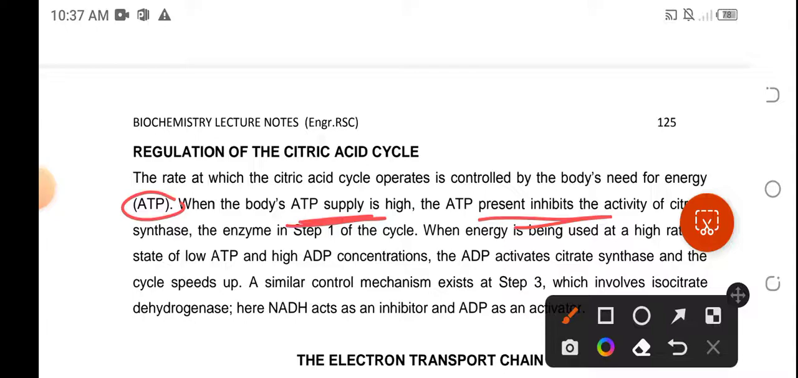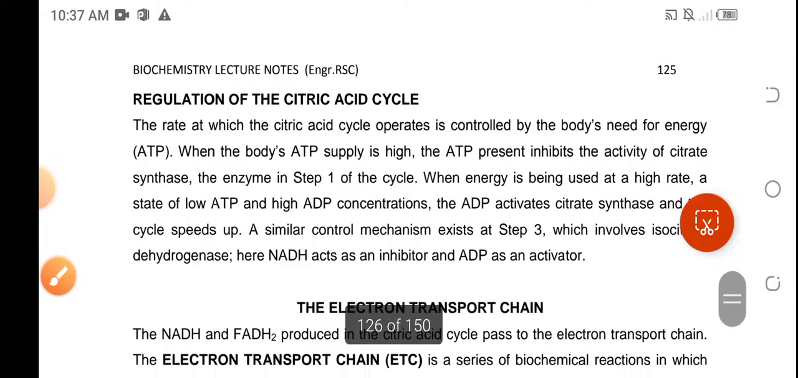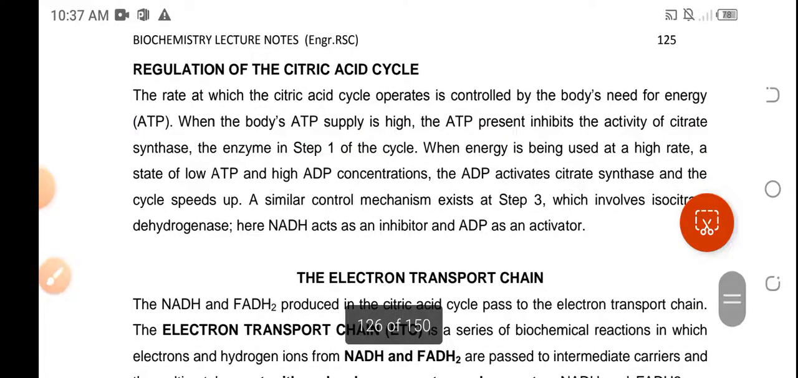Okay? So, ganun yung ating mechanism for the control of citric acid cycle.